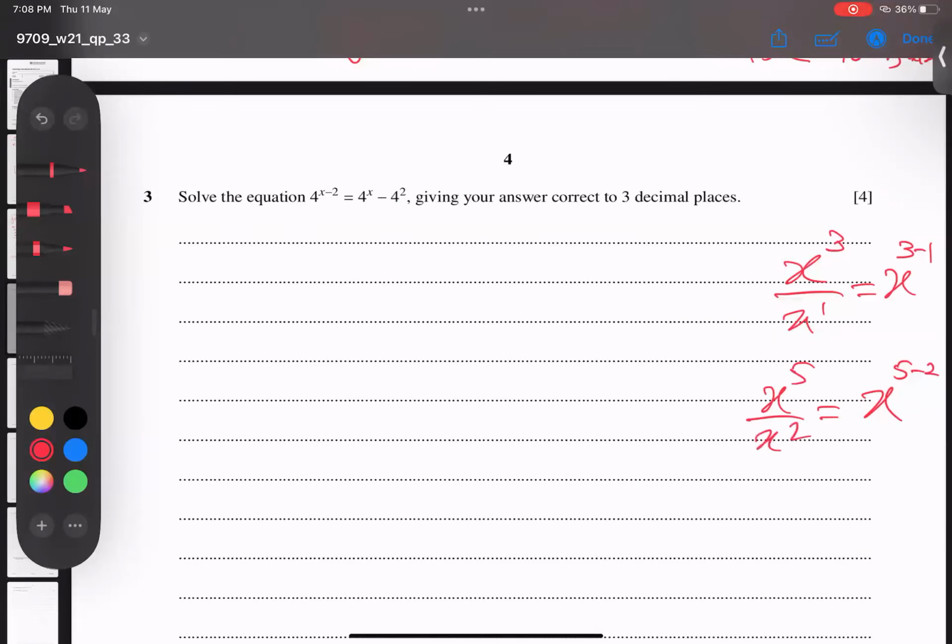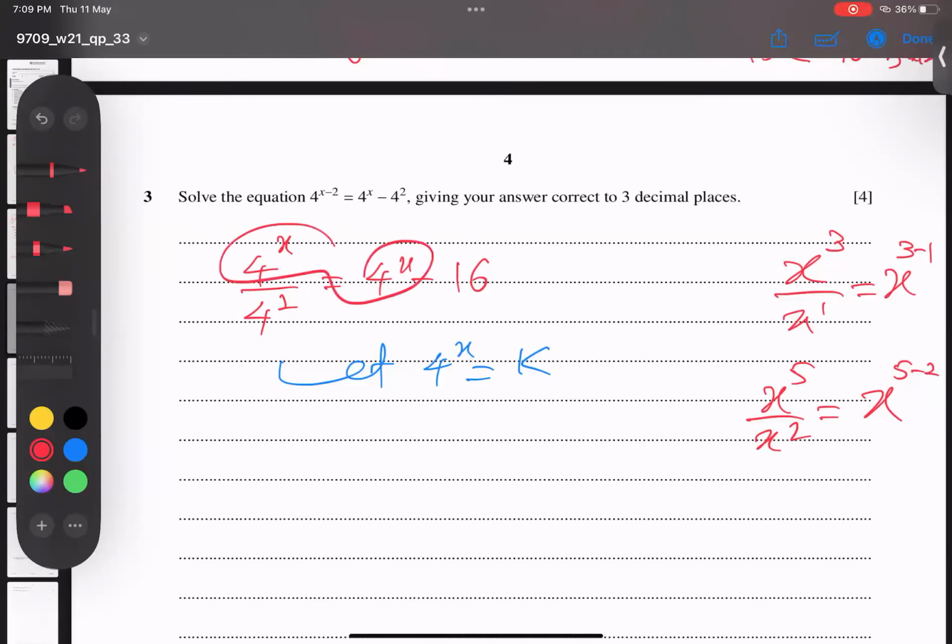So can I say 4 to power x up and 4 to power 2 down? Exactly. We can write it after seeing this explanation. It is possible. And there's a 16 simply, just to confuse you. And now I think it is very clear, students. So I can say let 4 to power x equal k. It makes the question easier. So here k and here k.